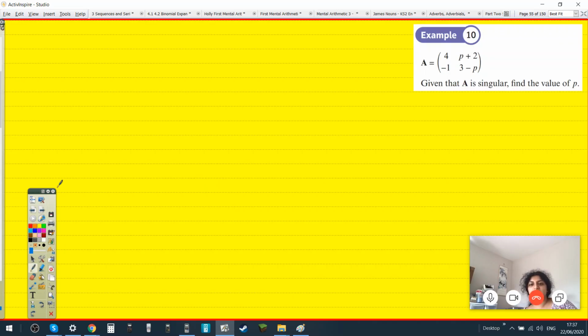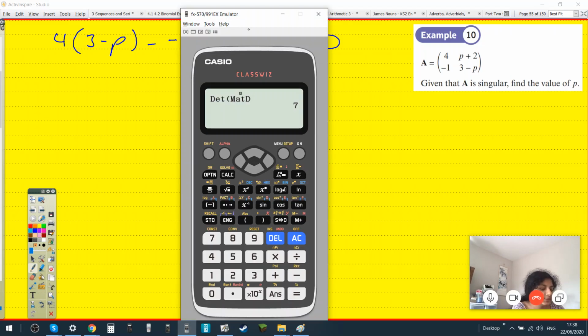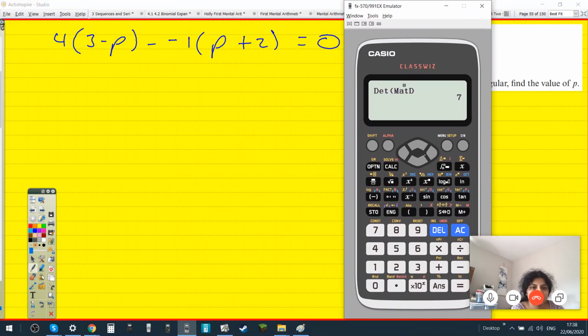That means 4 times 3 minus p, minus 1, p plus 2, is equal to 0. Solve for p. Just put the whole thing in the calculator, is it? You could. I probably won't though. I will. You can do it your way. Just want to see if it works.